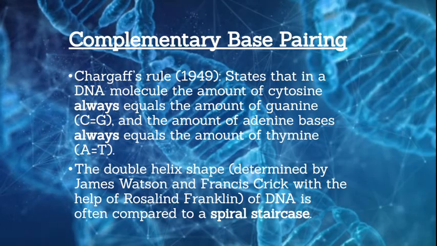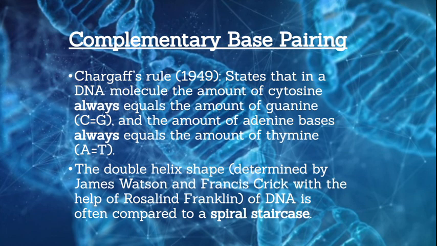Now, let's get into complementary base pairings. If you've never heard of Chargaff's rule, you're going to learn a lot about it. So this was established in 1949. Chargaff's rule states that in a DNA molecule, the amount of cytosine always equals the amount of guanine. So C is always going to equal G. And the amount of adenine bases always equals the amount of thymine, which is A to T. Now, the double helix shape was determined by James Watson and Francis Crick, with also the help of Rosalind Franklin.